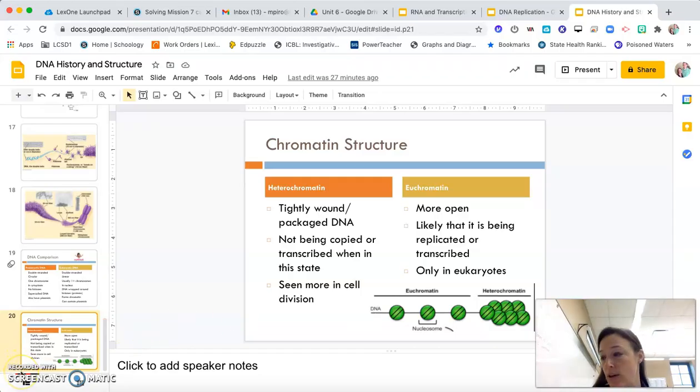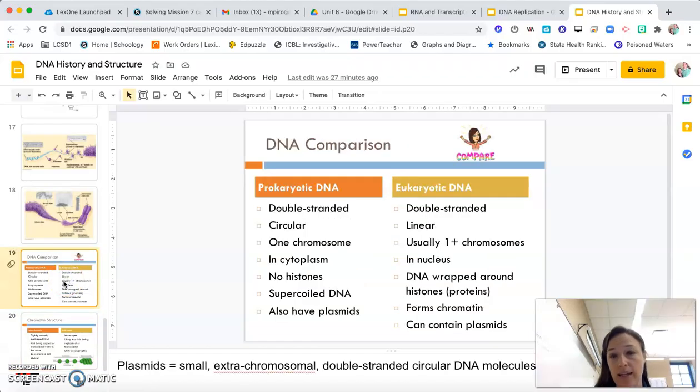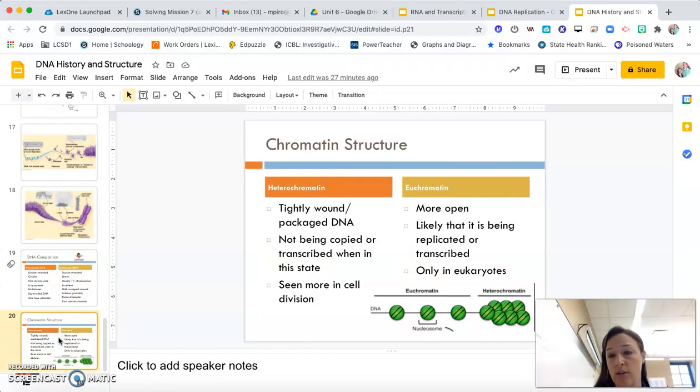And that's it. So if you have any questions about DNA structure and how that DNA structure is different or alike in prokaryotes and eukaryotes, or how it changes over time, over the lifetime of the cell, just let me know.